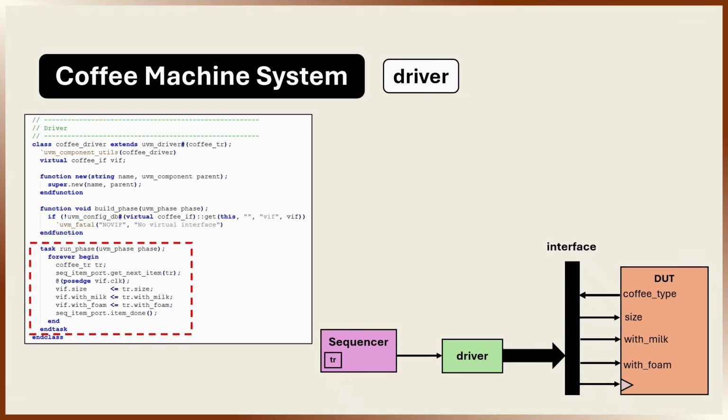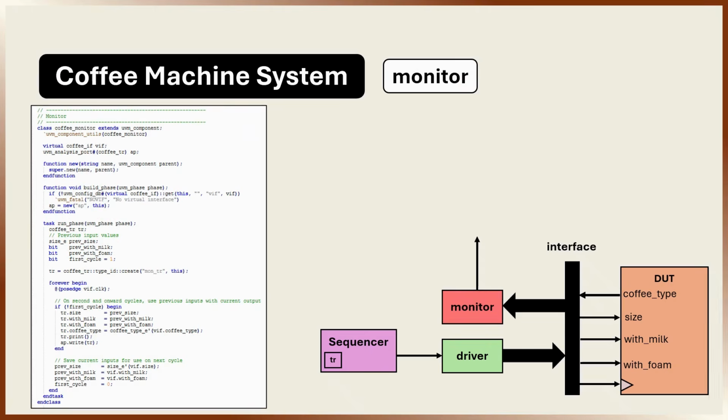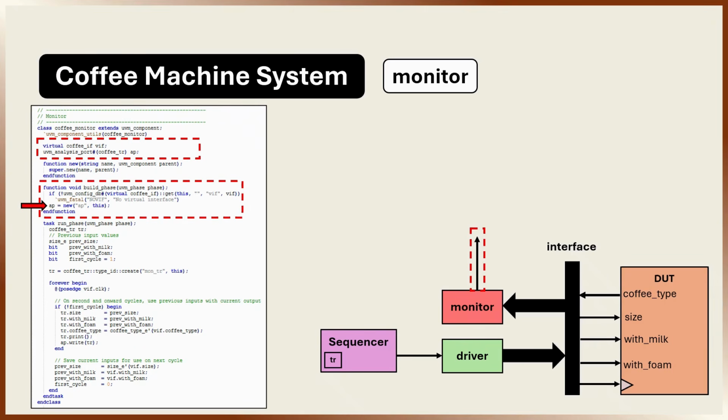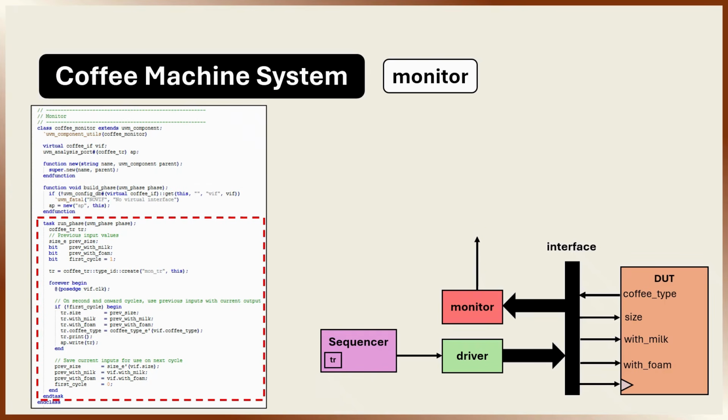Next, we look at the monitor. The monitor also receives the virtual interface, so it can observe all the signals connected to the coffee machine. It publishes observations using an analysis port, so other components, like the scoreboard, can receive them. In the run phase, the monitor continuously watches the interface at every clock cycle.